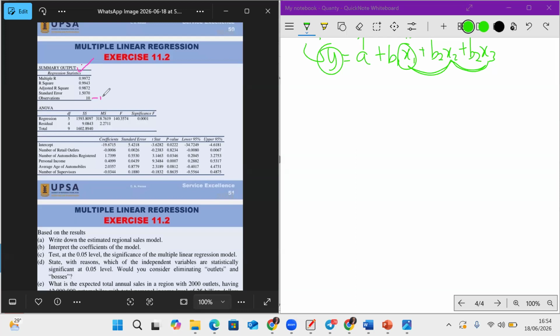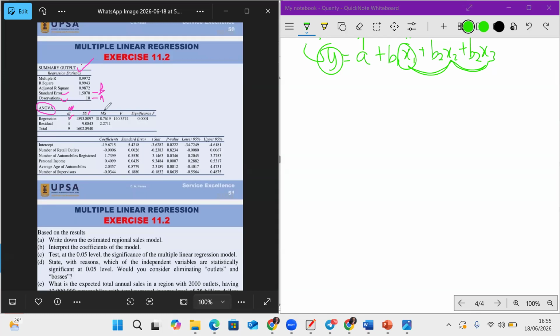The N stands for the observations. And then you have the standard error. Then we have ANOVA. ANOVA is analysis of variance. Then we have the degrees of freedom. Remember we've talked about this? N minus 1.